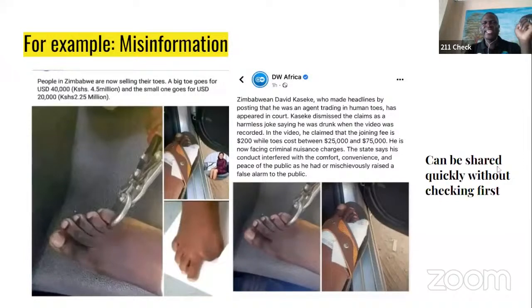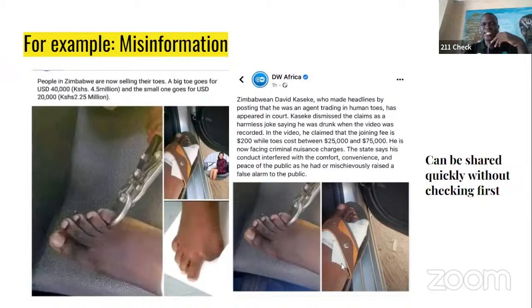Misinformation, let us look at this. Most of you might have seen that time when people decided to say that fingers, toes are being sold. You can sell your toe in Zimbabwe and you can get a lot of dollars. This story was even shared in South Sudan media, social media, until at some point the origin of this story was traced, and the person looks to have been apprehended and even appeared in court.